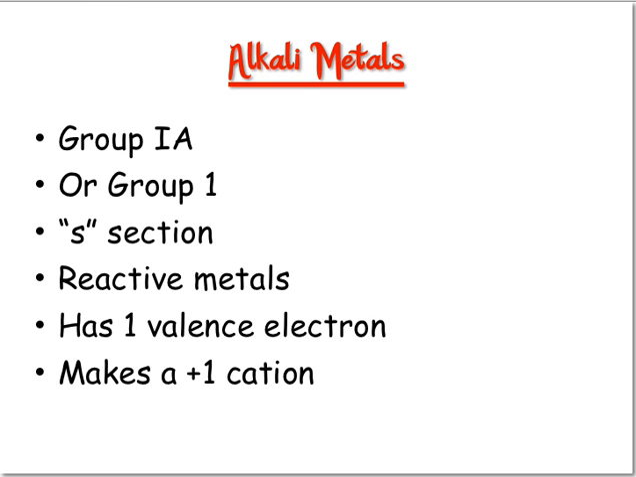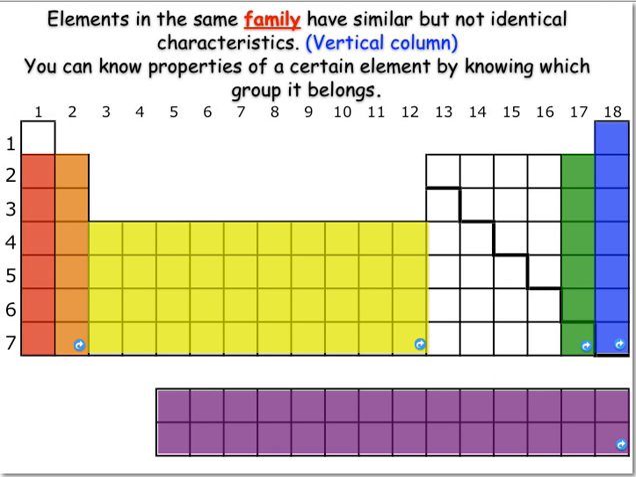So let's go back one second. And we are talking about that section that is right here. On your periodic table up here, there is a Roman numeral 1A or a 1, and they make a positive 1 ion.